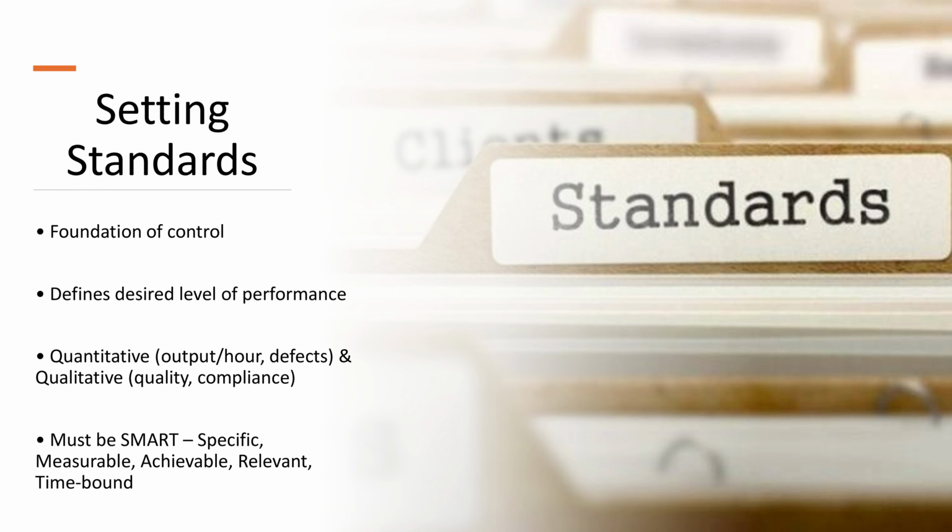Control cannot exist without standards. A standard defines the desired level of performance. It's the goalpost we measure against. In a production environment, standards can be: 1. Quantitative, measurable in numbers. 2. Qualitative, based on quality, safety, or compliance expectations.